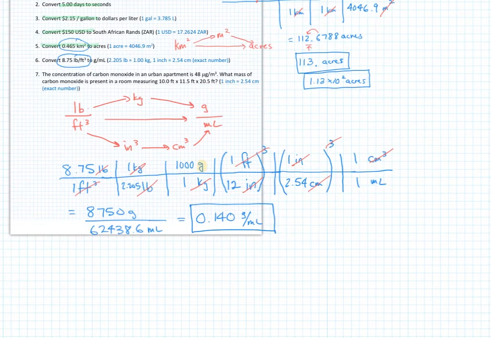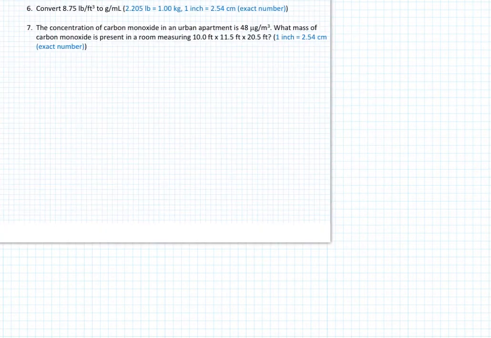So why don't you stop the video, think about this for a few minutes, try setting up the problem. Meanwhile, I will erase the stuff that's on here. Okay, so we want to come up with our conceptual plan looking at this problem. This number right here, 48 micrograms per meter cube, that's actually your conversion factor.